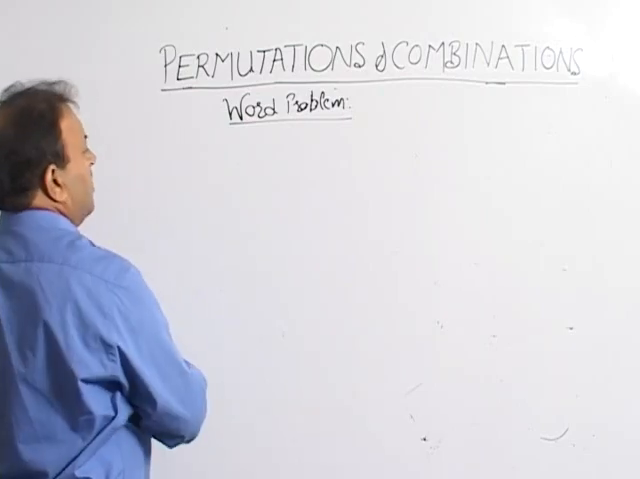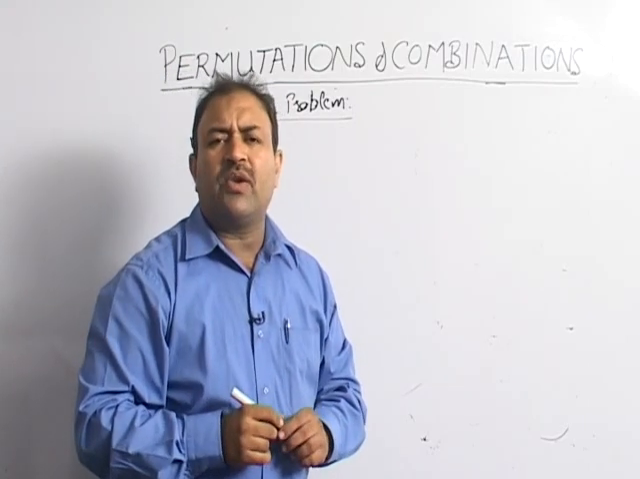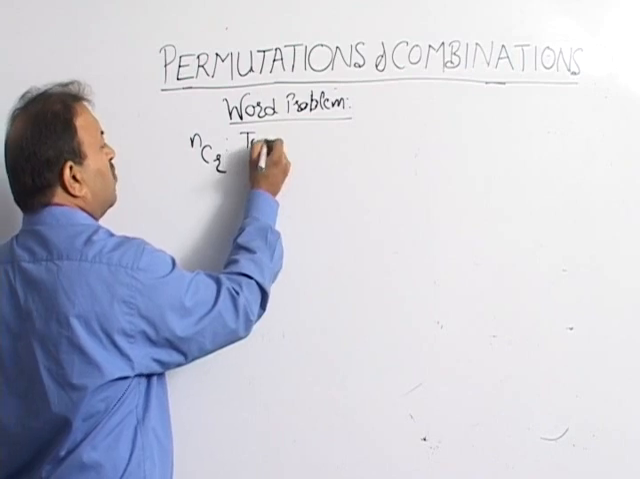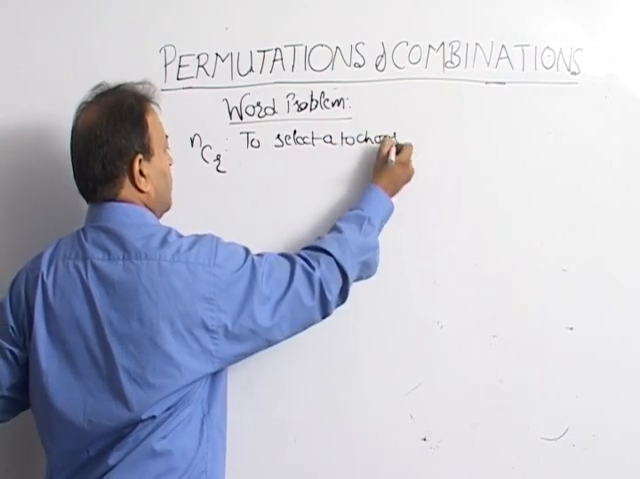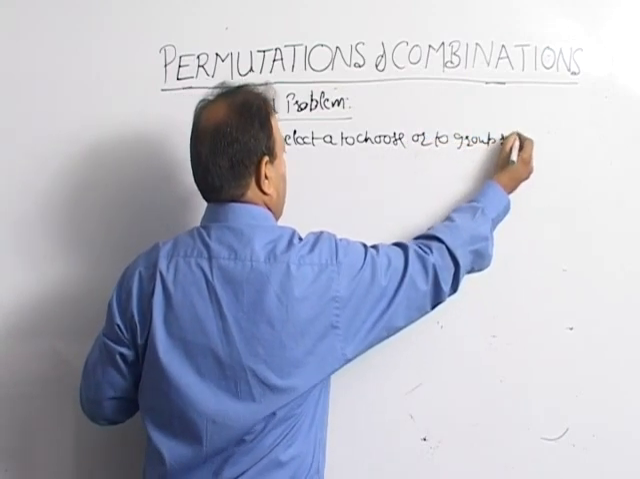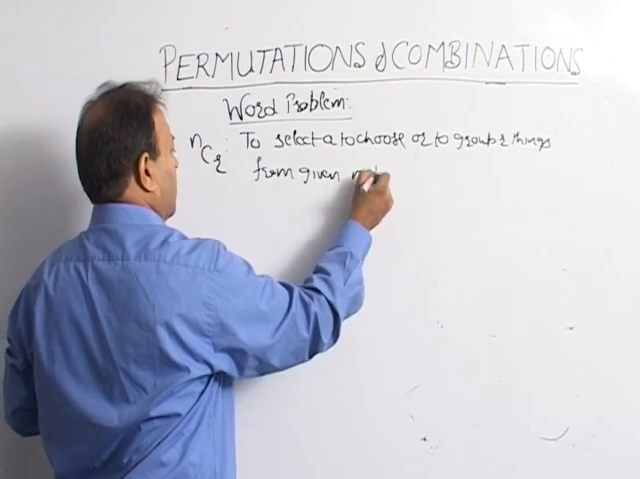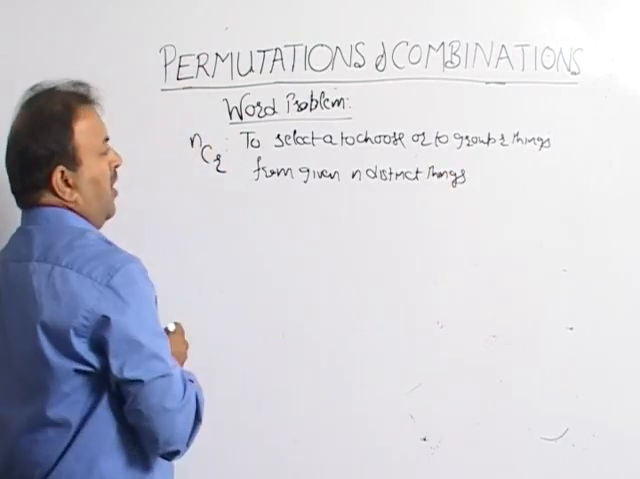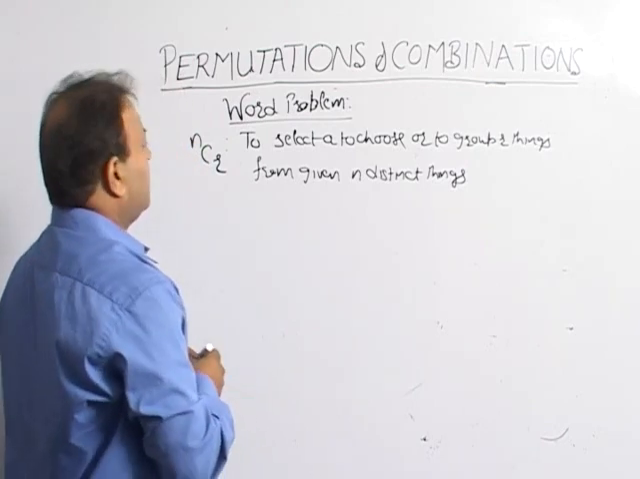The basic difference is कि कहां पर हमें एनपीआर और कहां पे हमें एनसीआर लगेगा. पहले एक कंसेप्ट क्लियर होना चाहिए, what is NCR. मैं कुछ एग्जांपल एनपीआर के बेस पे ले रहा हूं, लेकिन एनसीआर का मीनिंग पता होना चाहिए. इसका मतलब होता है to select or to choose or to group r things from given n distinct things. This is your NCR.